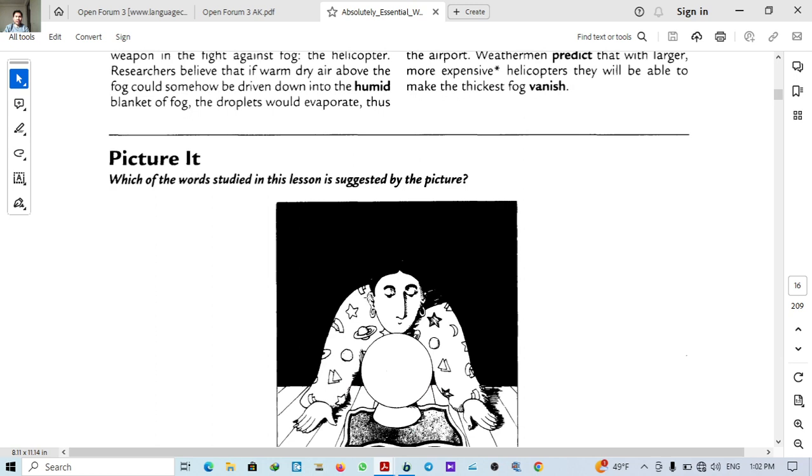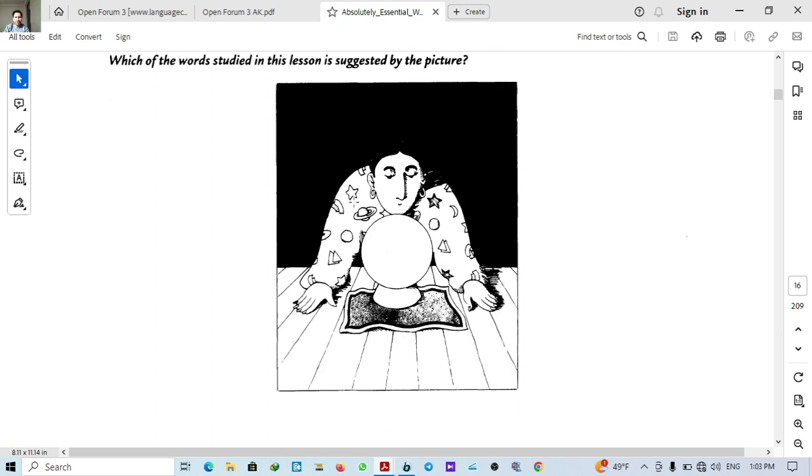And then here, picture 8. So see, this is a picture. Look at which of the words that we have discussed together above is fitting in this context. Which of the words studied in this lesson is suggested by the picture?